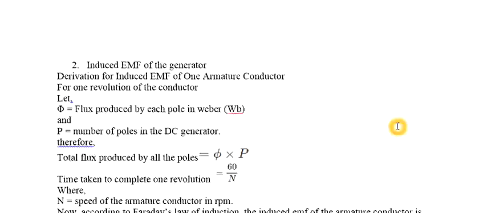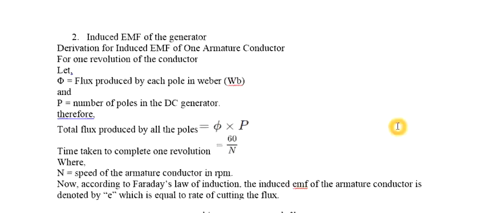So there are two different methods for deriving this, but this is an easy method, and for a simple understanding in a basic electrical engineering course we can proceed with this. So in order to get the induced EMF of one conductor, you assume that for one revolution of the conductor, the flux produced by one pole is phi. The units of phi are Webers. And if you have P number of poles in the generator, what will be the total flux produced by all the poles for one revolution? That is phi into P. So that you can see here.